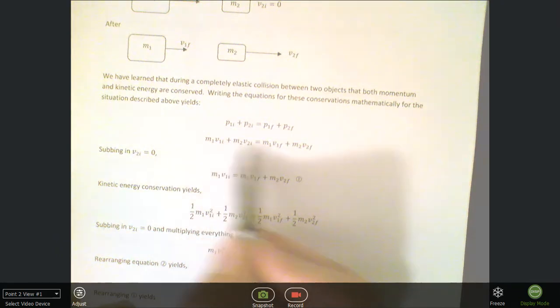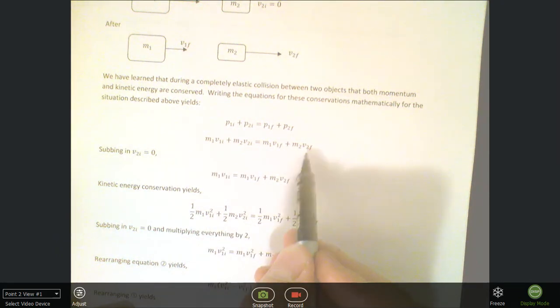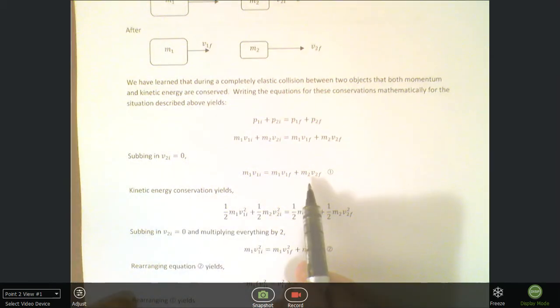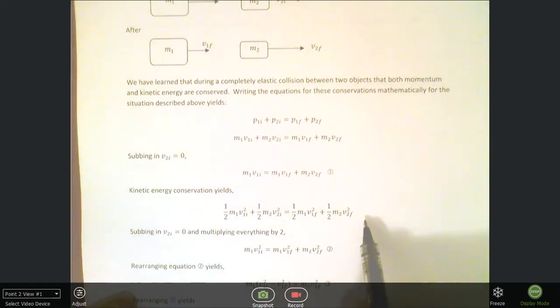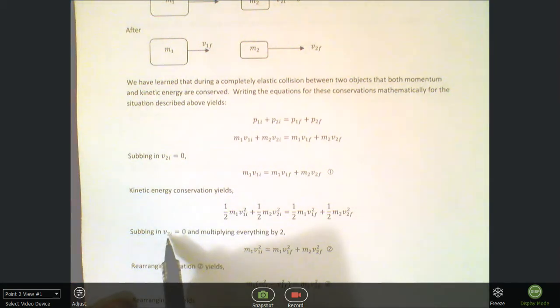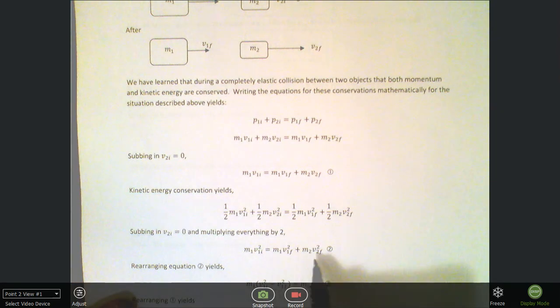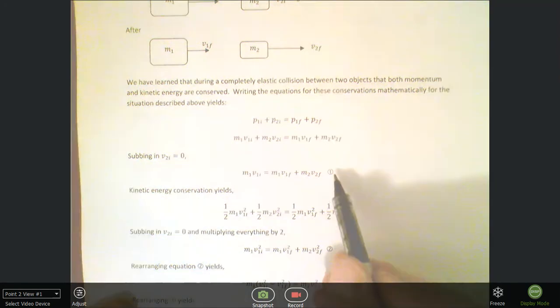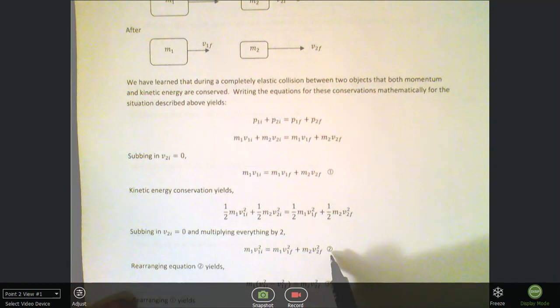Then you do the algebraic method. You write out the momentum equation. Substitute in V2I is 0. Bloop, you get that. Write out the kinetic energy equation. Set V2I to 0. You get that. So it's exactly what we just did. We have equation 1 and equation 2, with the momentum and the kinetic energy. Now, what I would have done in those previous problems is you start subbing in numbers, do the substitution, find out where they intersect, and you get the solution.